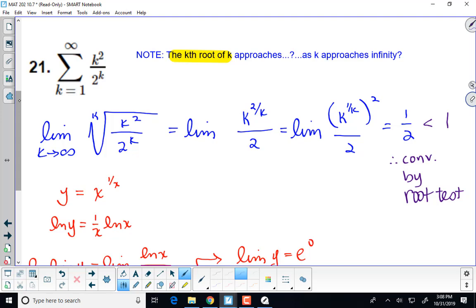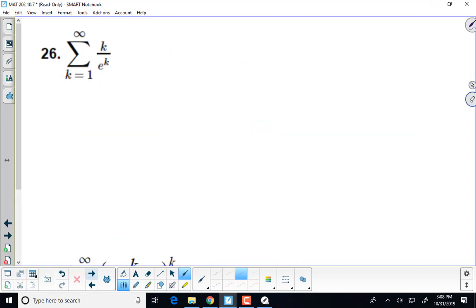Michael? So on the test, do you want us to simplify k to the 1 over k like we did and go through the process, or would you be okay with us...? No, yeah, you're okay if we go forward from here. We can assume that the k-th root of k goes to 1. Yes, we will assume that from now on.